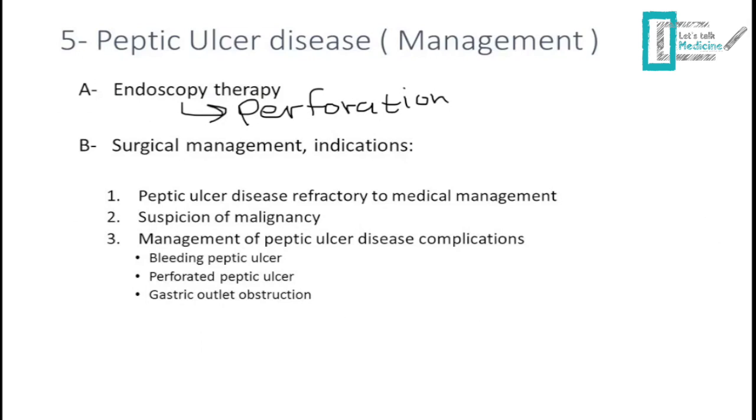Another invasive method is surgical management, and it also has indications that include when the peptic ulcer disease is refractory and it is not responding to medical management, and if there's any suspicion of malignancy. And it is also done for managing any peptic ulcer disease complications, including bleeding peptic ulcer, perforated peptic ulcer, gastric outlet obstruction, and a list of other complications.